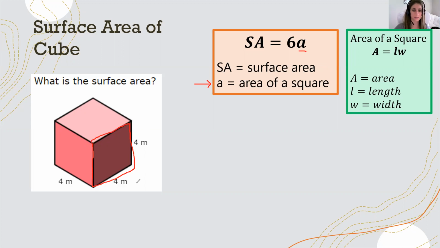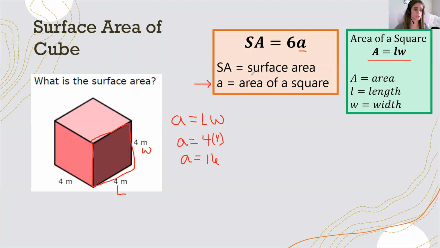I notice here I have a cube, and right here we have one face, and that face happens to be a square. To find the area of a square, we take length times width. We have a length of 4 and a width of 4. So area is equal to 4 times 4, which would be 16. That's great, but that's not our final answer because that's just one piece. That is the area of one face.